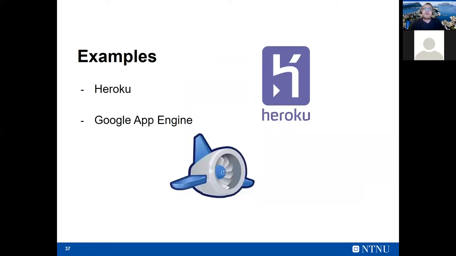Heroku is one example. Google App Engine is another example, of a particular kind here. That's an interesting one, just to play it up a bit. And we come back to this later on when we do implementation on PaaS services, platform as a service environments, because that will be your first assignment activity in any case, to deploy something on Heroku.